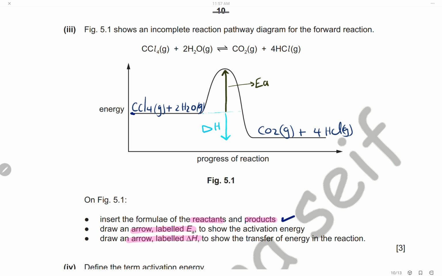Insert the formulas of the reactants and the products. We did it here. Then draw an arrow to label the activation energy. The activation energy is an arrow pointing upward from the reactants to the top of the hump, and we should label it EA for activation energy. Draw an arrow to label delta H, to show the transfer of energy in the reaction. Delta H is the difference between the energy of the reactants and the energy of the products, so it will be from the reactants to the products with an arrow pointing downward, and we will label it delta H.